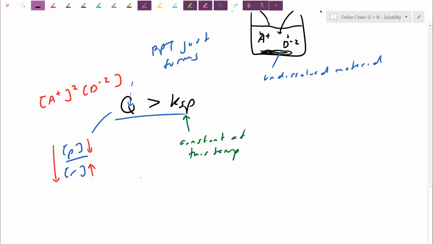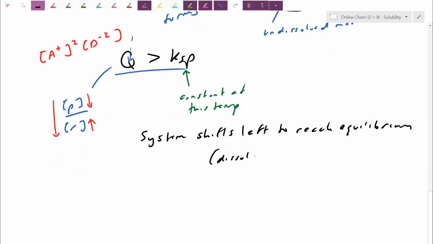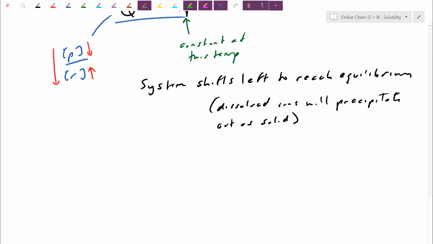We're going to just write this in words here. The system shifts left to reach equilibrium. And when we looked in detail, going to the left means my previously dissolved ions will precipitate out as solid. Even though the numbers currently are too big when I randomly toss solutions together, I'm going to want to shift left. I'm going to want to bring down my product concentration until they hit KSP. So the conclusion there is definitely yes, a precipitate forms.